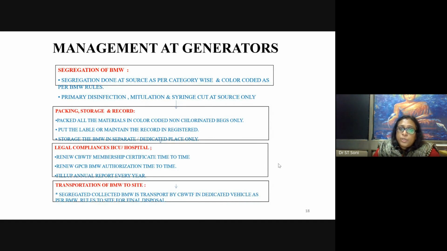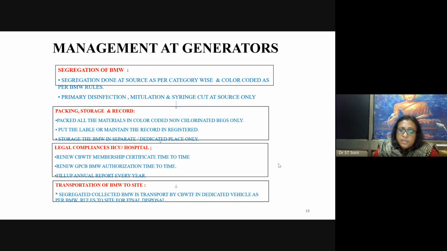It is the duty of the generator or the occupier to categorize it as per the color coding, as per the current biomedical waste management rules, segregate it, and if needed, disinfect it at the site of segregation also. Then what comes? Then this entire segregated waste is sent to the temporary storage area of the hospital, and after that it goes to the common biomedical waste treatment facility.